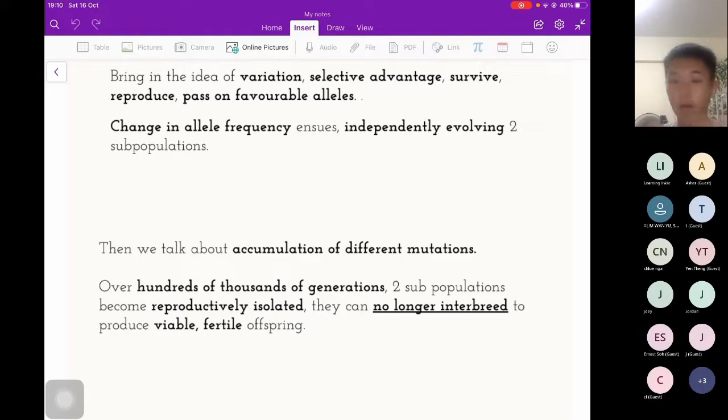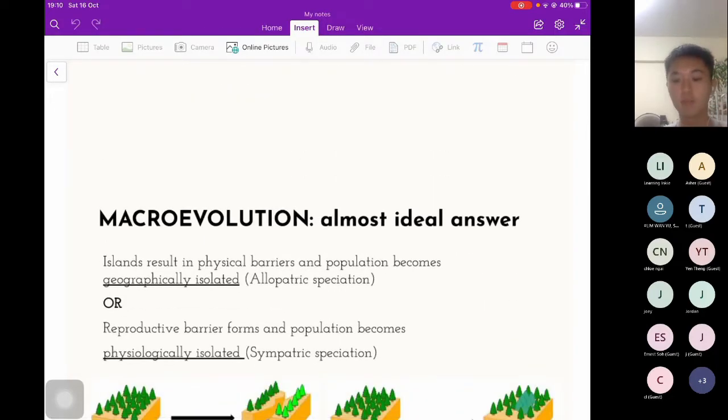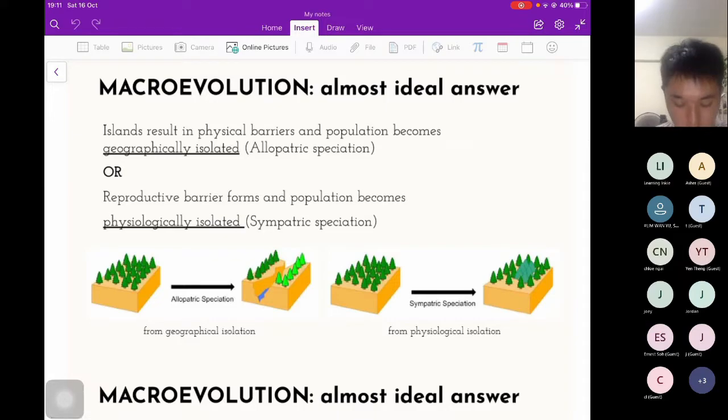Because if we remember the biological definition of a species, it is when they cannot interbreed to produce viable fertile offspring, right? So this is the almost ideal answer, a model answer if you want to refer to it as a model answer. So the factor here in the question would be either a physical barrier or reproductive barrier.